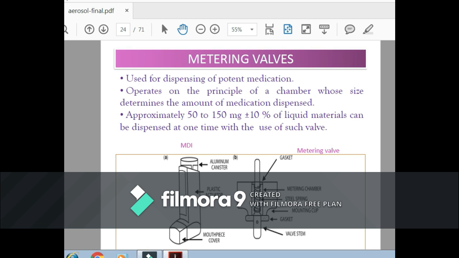Then metering valves are there. Metering valves are such kind of valves that have the ability to dispense the required quantity of the drug. Approximately 50 to 150 milligrams plus minus 10% of liquid may be delivered at a time when we press it. So that is called the metering valve.